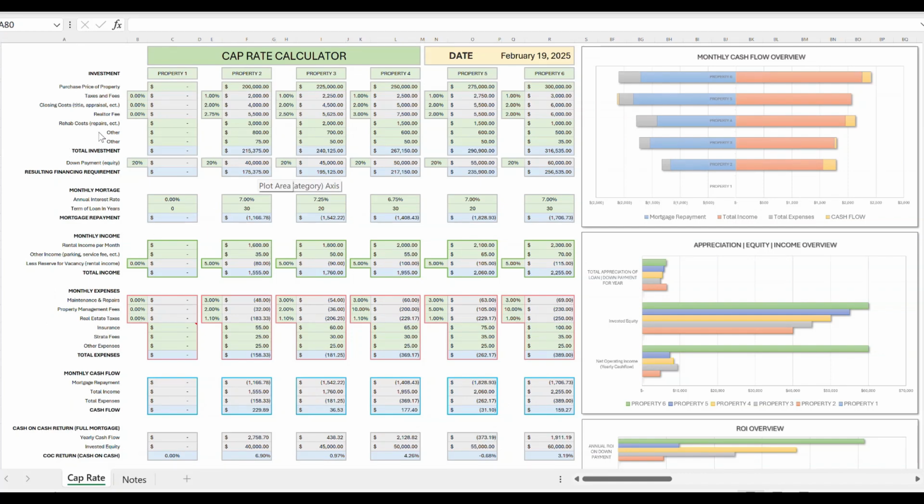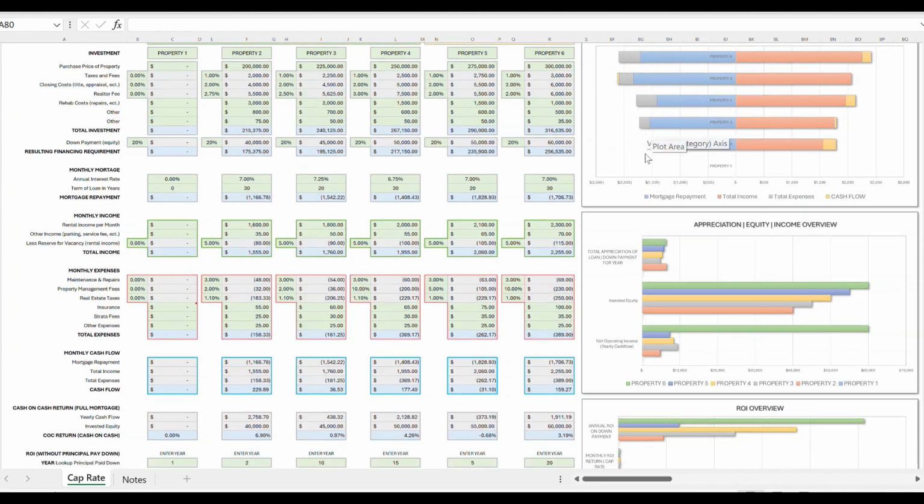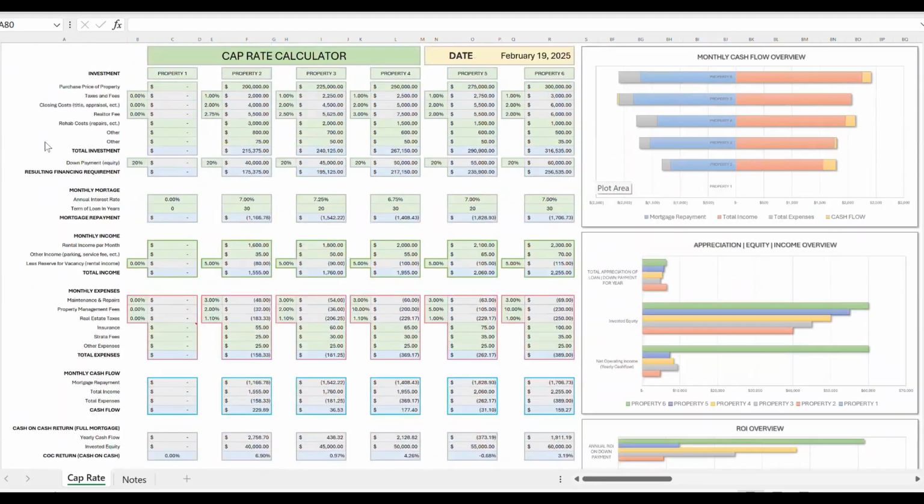Alright guys, so we're looking at the cap rate calculator here, and what this does is it shows you your cap rate once you enter all your numbers in. It's really easy to use, really simple. As you can see on the right here, it has all the charts and everything, and for properties 2, 3, 4, 5, and 6, it's already entered, so you can see what's generated on your right. So we're going to use property 1 as our input for an example here.